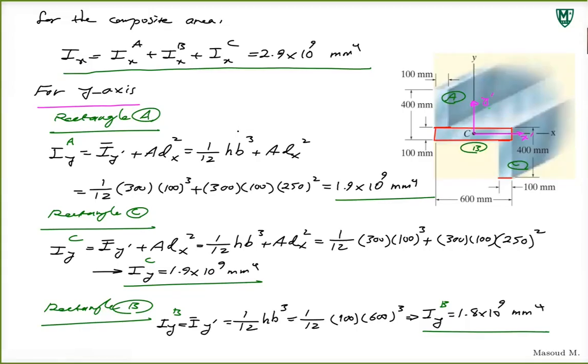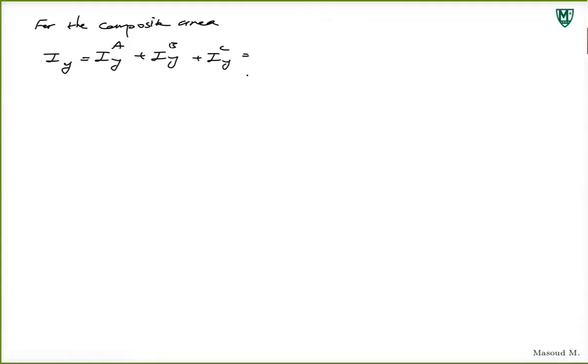You have two 1.9 times 10 to the 9, and then you have 1.8 times 10 to the 9 for rectangle B. Now you add these three up, you'll get 5.6 times 10 to the 9 mm⁴. This is your Iy, right? Area moment of inertia about the y-axis for this composite area.